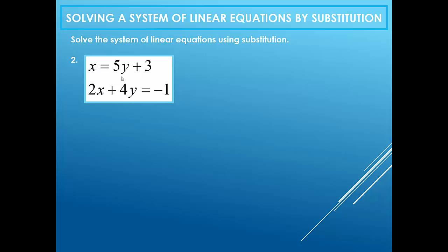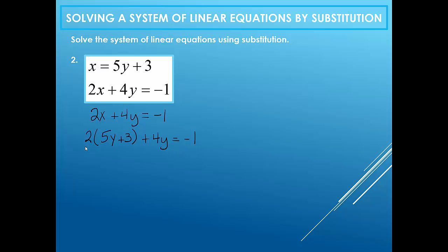In my first equation, I know that 5y plus 3 is equal to x. So I'm going to take 5y plus 3 and substitute that in for x in my second equation. My second equation is 2x plus 4y equals negative 1. Remember in my first equation that x equals 5y plus 3. So instead of x, I'm going to have 2 times 5y plus 3. And then I have plus 4y, and that equals negative 1.